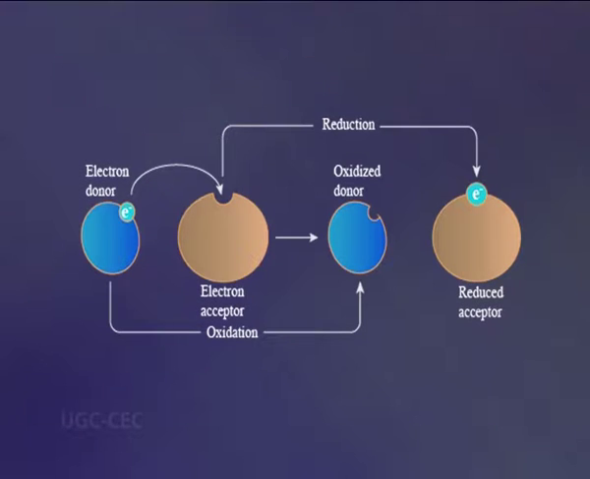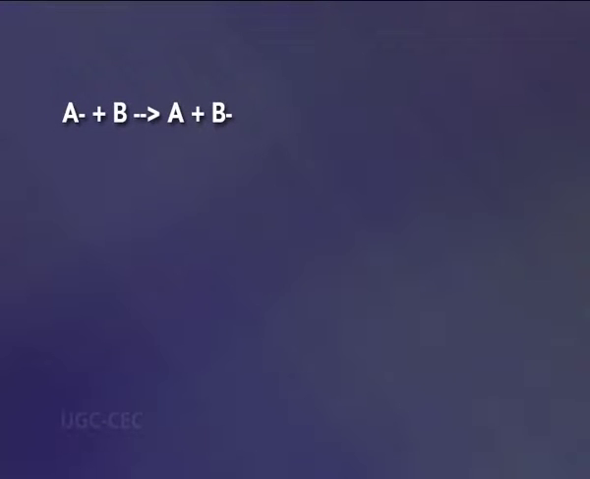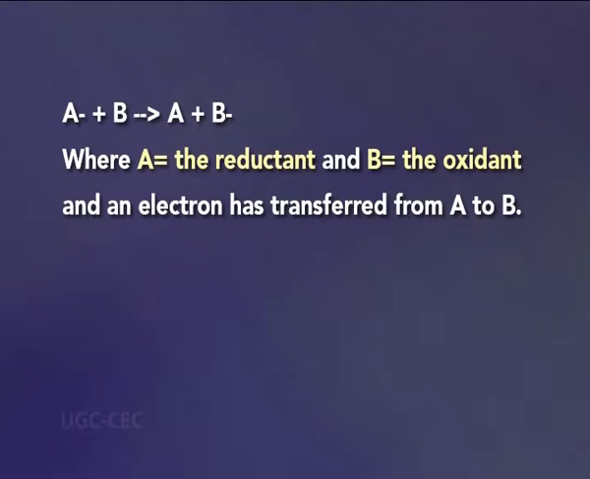Oxidoreductases. Oxidoreductases catalyze oxidation or reduction reactions where electrons are transferred from one molecule, that is the reactant, to another molecule, that is the oxidant. This can be shown as A negative plus B gives rise to A plus B negative, where A is the reactant and B is the oxidant, and an electron has transferred from A to B.